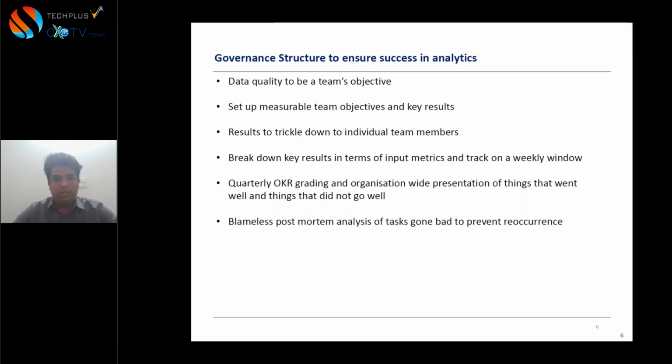Then quarterly OKR grading across the organization, making presentations with the organization and being very transparent on things that did not work well, or the data points that are not orchestrated or instrumented in the right way, helps a lot, so that the organization knows which part of data is sane and what data is not correct or robust according to the analytics teams and shouldn't be picked up. And then the last part, which again has a lot to do with the culture, is how you do a blameless post-mortem analysis of things that go bad.